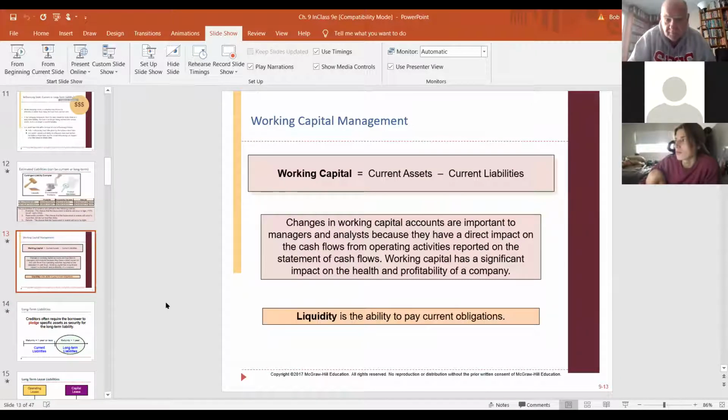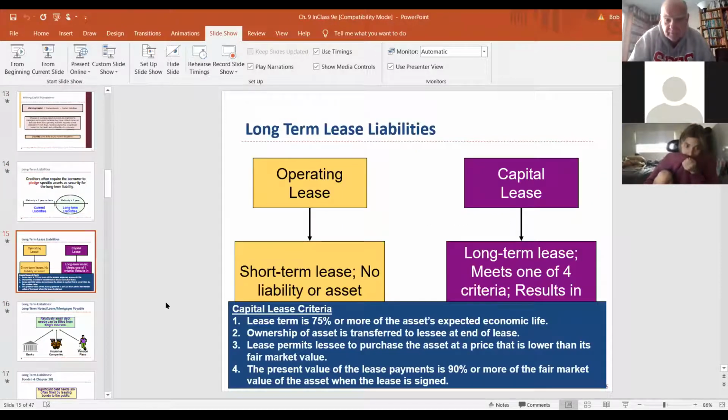Working capital: current assets minus current liabilities. If your working capital is $500, that means that's $500 after you paid off all of your current liabilities. Okay. And Nicole, you jump in if there's something you want to ask here.